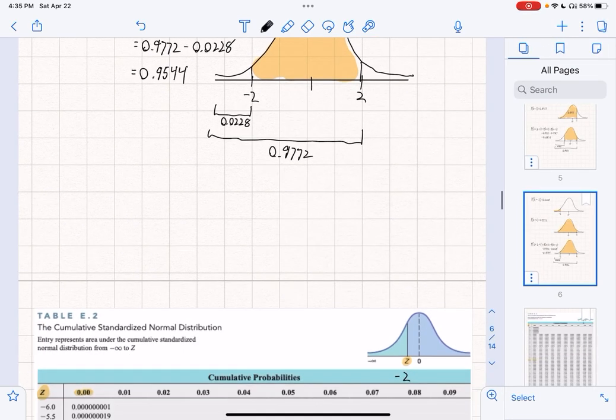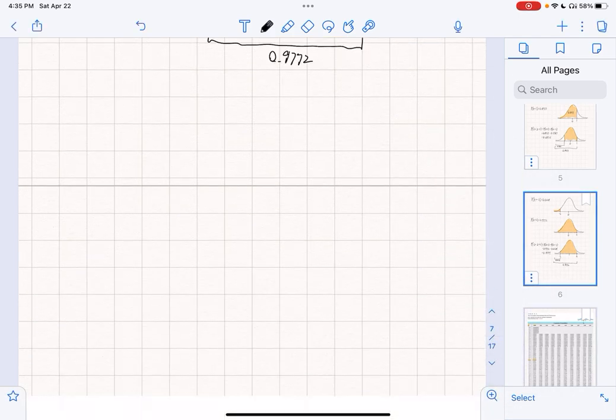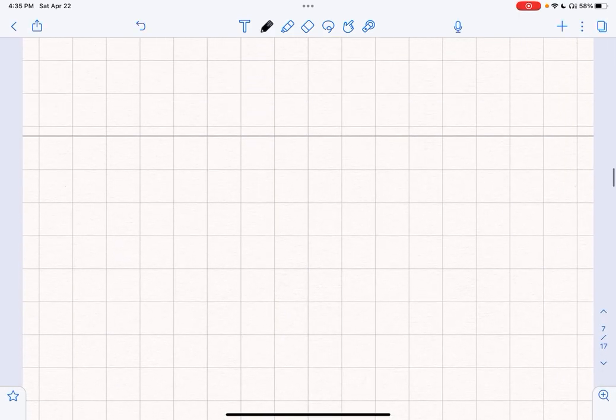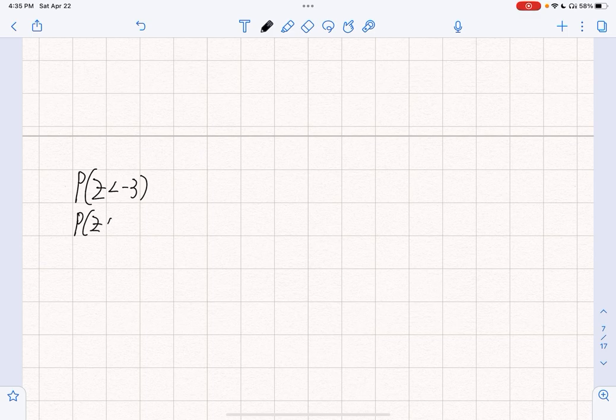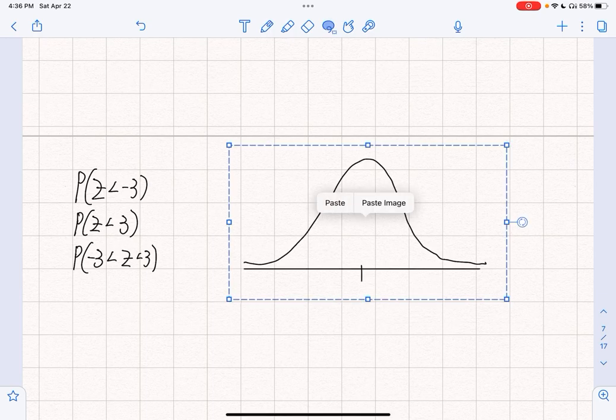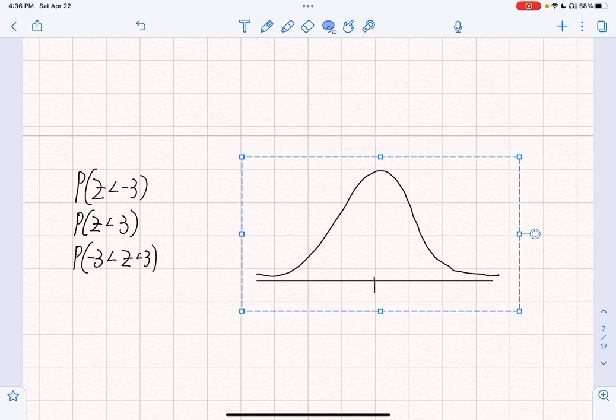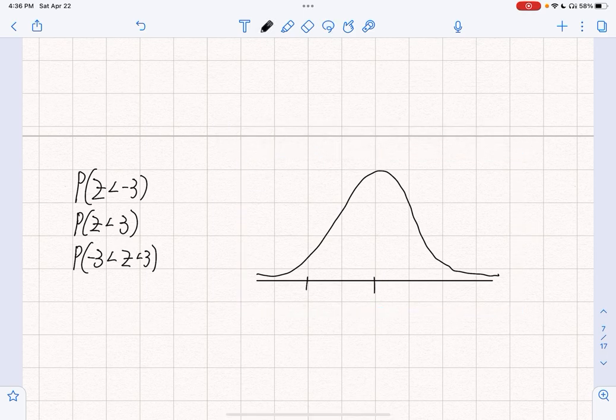Okay, now let's go ahead and do this with threes. And I recommend pausing the video and working through these yourself. So probability that z is less than -3, probability that z is less than +3, and the probability that z is between -3 and 3. So go ahead and pause the video and give this a shot.